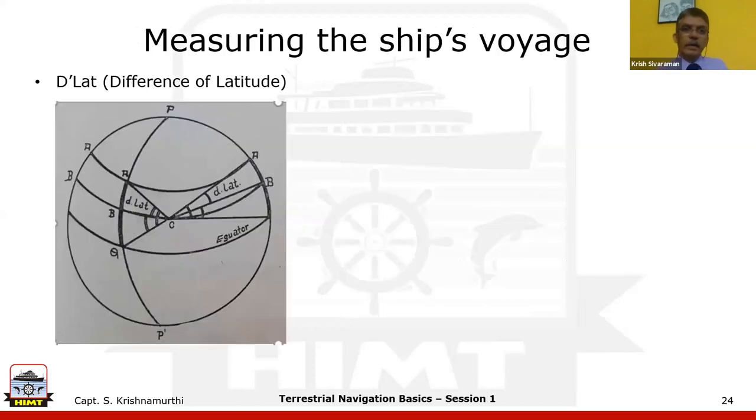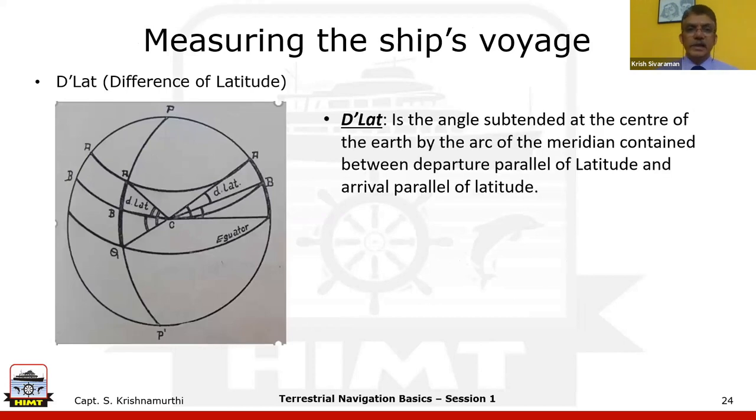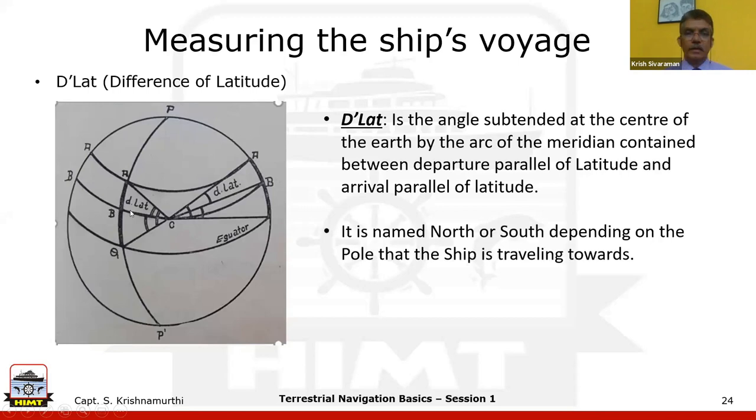Okay. Let me quickly run you through difference of latitude. Anybody wants to take a shot at what D lat is? Yes, sir. D lat is the angle at the center, or the arc of the meridian, between the parallels of latitude passing through two places. Excellent. Those two places, A and B, when a ship is doing a voyage, it will be the point of departure and point of arrival, isn't it? As the ship is traveling along that meridian, in this case from point A to point B, D lat is the angle at the center subtended by the arc of the meridian, very good, between point A and point B. And it is named north or south. D lat is given a name of north or south depending on the pole towards which the ship is traveling.